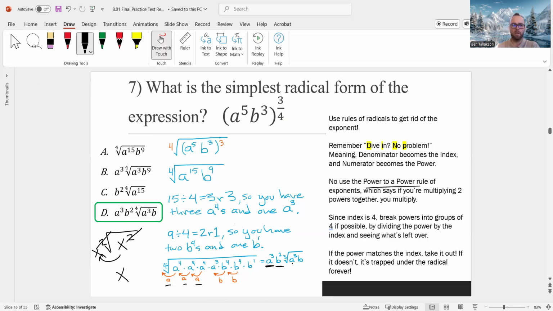So you take out 2 b's, b times b is b squared. Okay, and I'm noticing one mistake. This index should actually be 4. There we go. And what's left? We have a cubed trapped and b to the first, which we can just write as b. So there's our final answer.